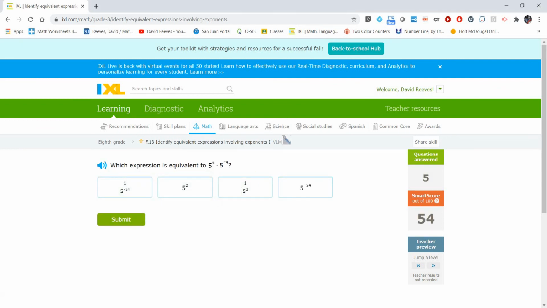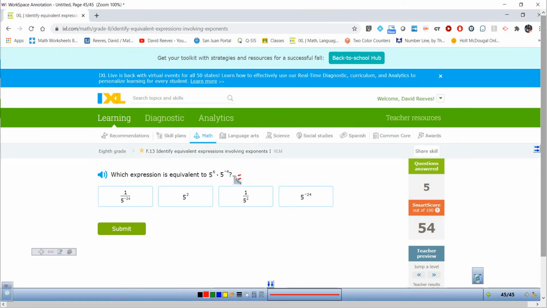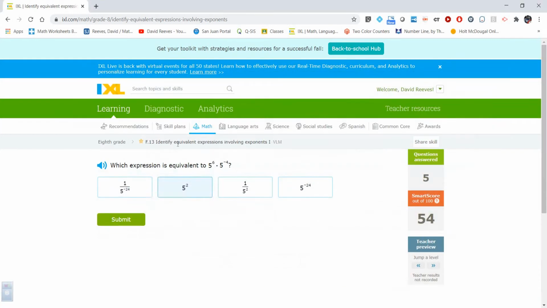Okay, this one right here, I've got 5 to the 6th times 5 to the negative 4th. When I add those together, I get 5 to the 2nd power, right? And that choice is there, so we are in business.